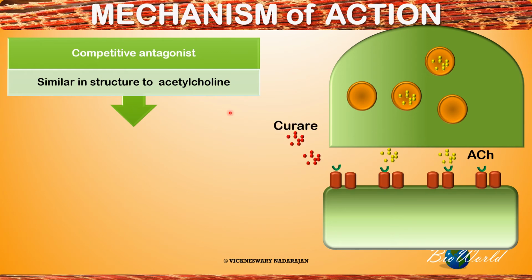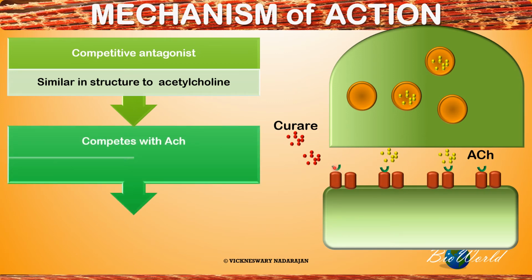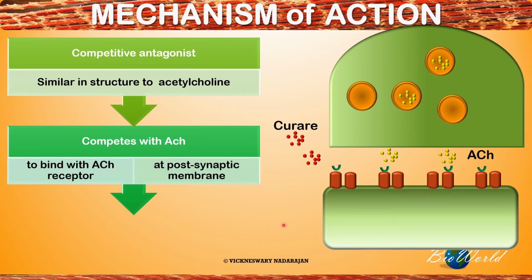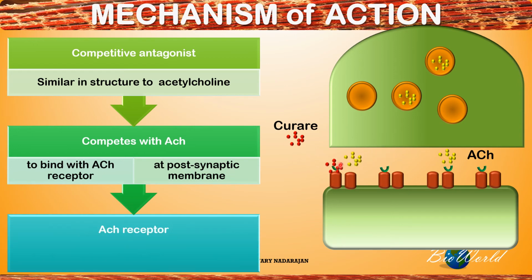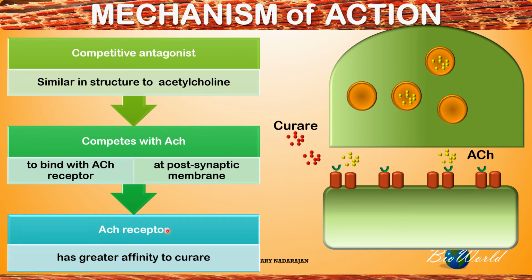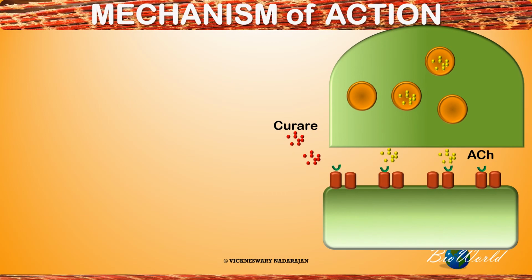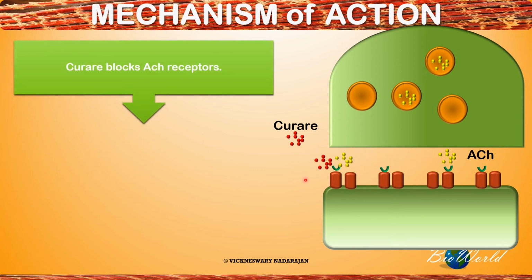So, curare here will compete with acetylcholine for the same binding site on the postsynaptic membrane. And you see, curare actually binds faster to the receptor compared to the acetylcholine. This is because the acetylcholine receptor has a higher affinity to curare compared to acetylcholine. Once curare binds to the receptor, curare will block the acetylcholine receptors, thus preventing acetylcholine from binding.